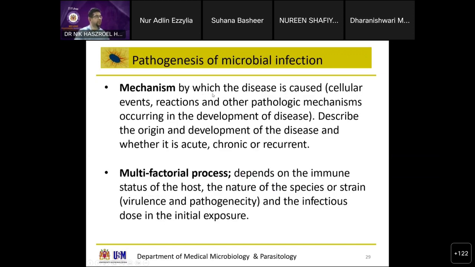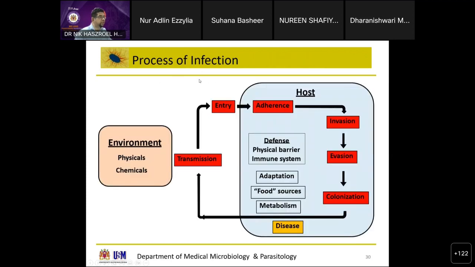Pathogenesis is the mechanism by which the disease is caused: the cellular events, reactions, and other pathologic mechanisms occurring in the development of the disease. It describes the origin and development of the disease and whether it is an acute, chronic, or recurrent infection. It is a multifactorial process, depending on the immune status of the host, the nature of the species or strain, the virulence and pathogenicity, and the infectious dose in the initial exposure. So this is the process of infection.